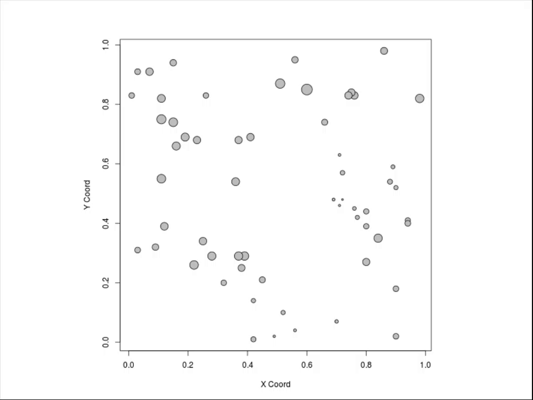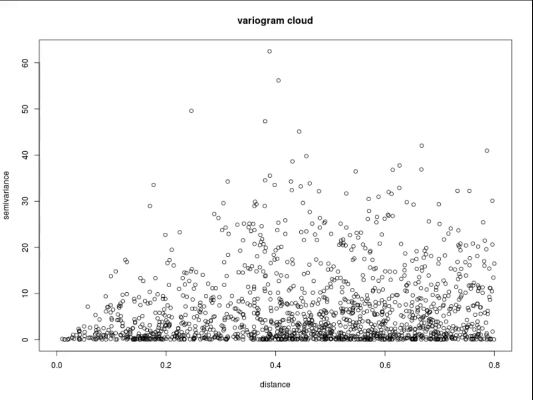So we're going to look pairwise between each of these. For instance, I'm going to take this point, get its pairwise distance to every single other point in here, and then get the variance between this and that point for every single one. And keep doing that for every single pair of points we can get. And if we plot the variance by the distance, we get something that looks like this.